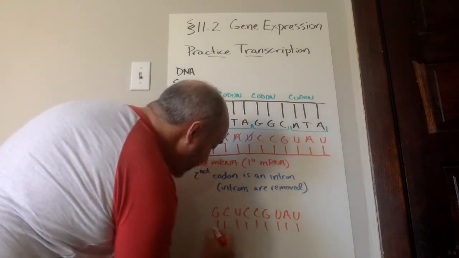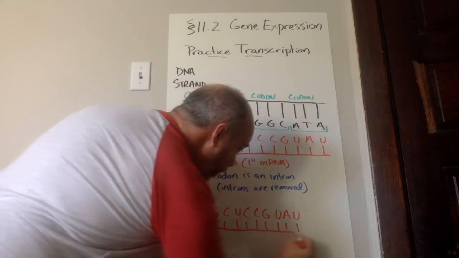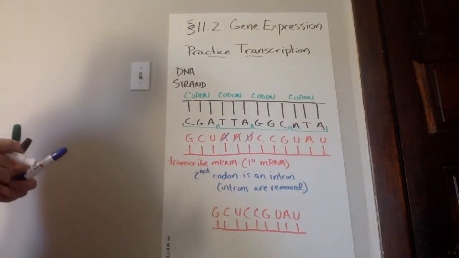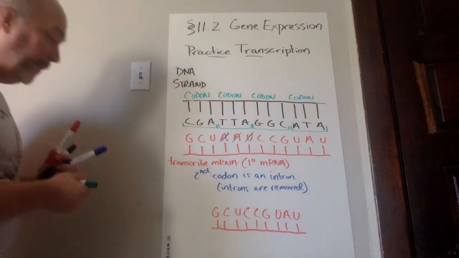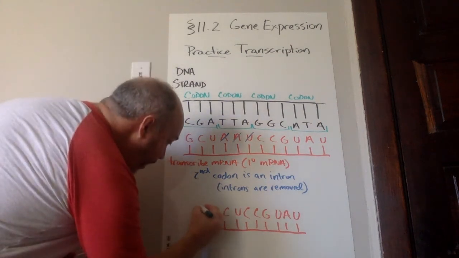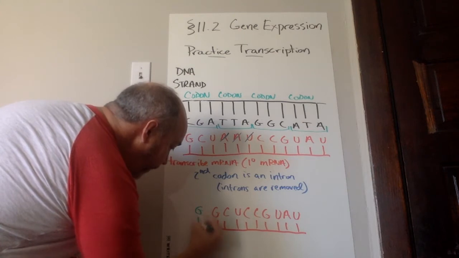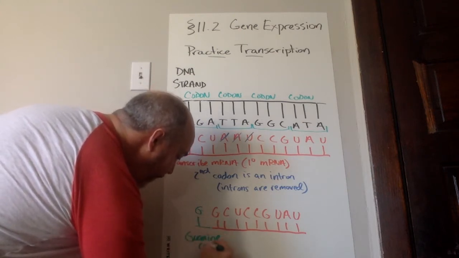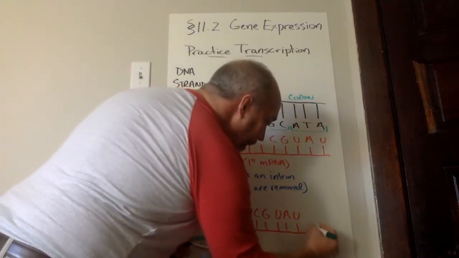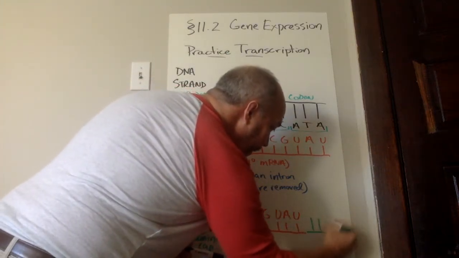And then that spliceosome would bring those together. And then don't forget, also part of processing, we're going to stick another G on the front. This is my guanine cap. And we're going to stick some A's at the other end.